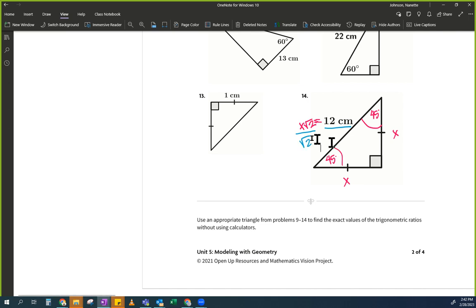And how do I know that I need to divide by root 2? Because that's the guy that I'm trying to get rid of, right? So then this side divides into 1. So this is x is equal to 12 divided by root 2. Now, this is where it matters, okay? Because I'm your teacher, if you leave it like this, you are fine.